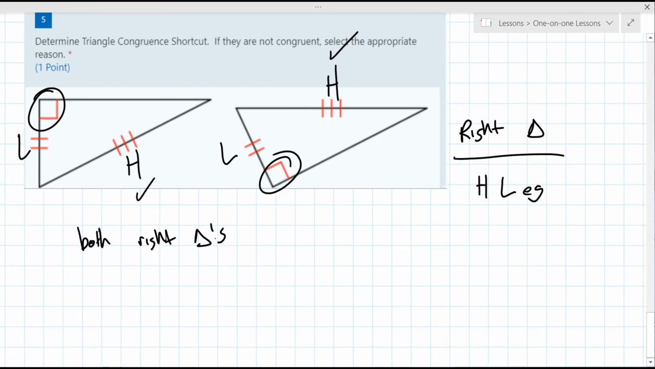Wait, so how do you find the leg? Because I know what the hypotenuse is, but what is the leg?